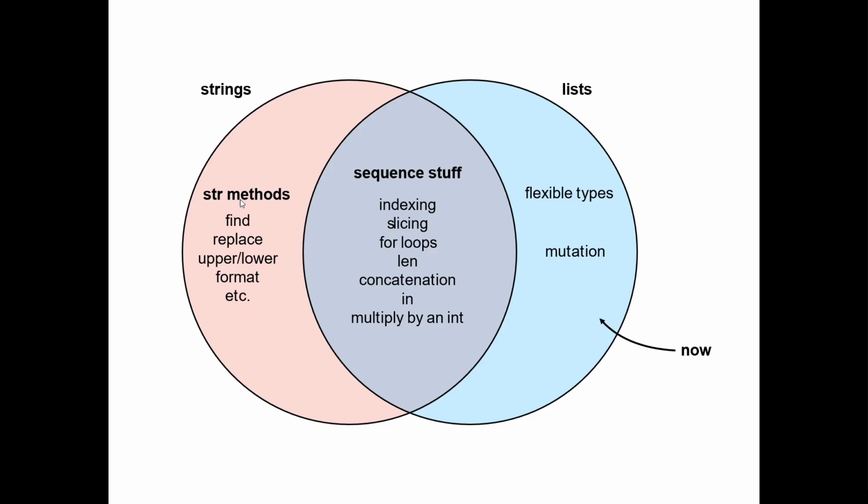Now, there are a bunch of things that strings have that lists don't have. These are specific string methods like find, replace, switch to uppercase, lowercase, formatting, those kinds of things. Lists do not have those. They're a lot more general. But what we will see is that we have flexible types, and I'll explain that next. And we're also able to change the data in lists. So that's known as mutation. That's coming up shortly. Strings don't have either of those available to them. They're forced to be characters, and you cannot change some of those characters.